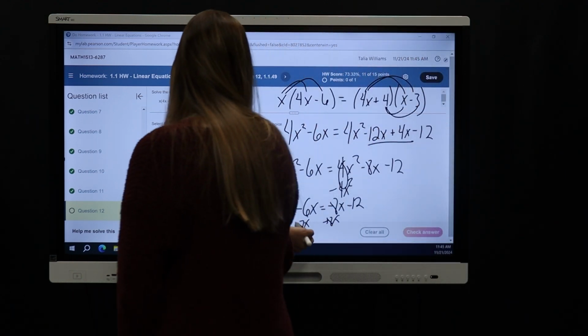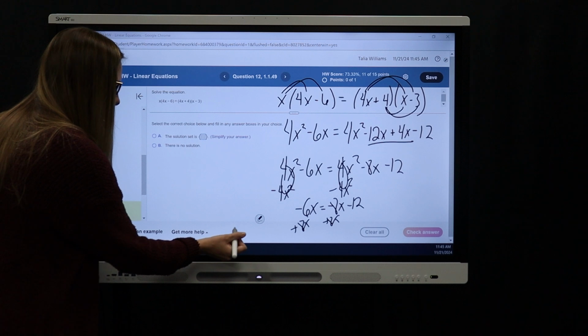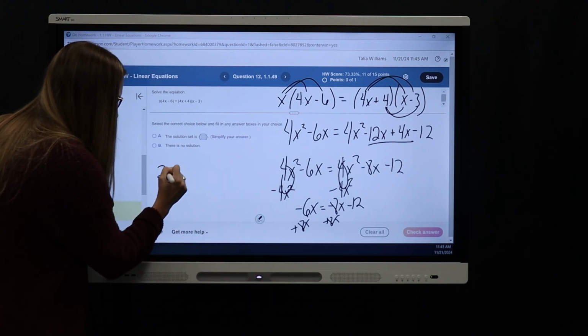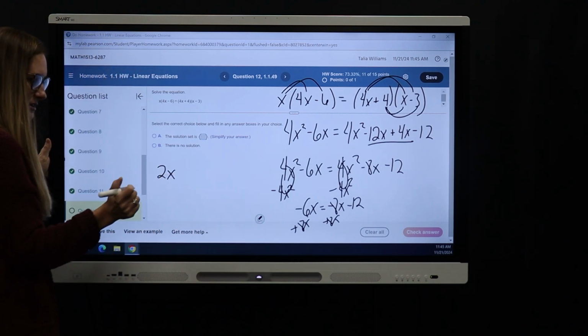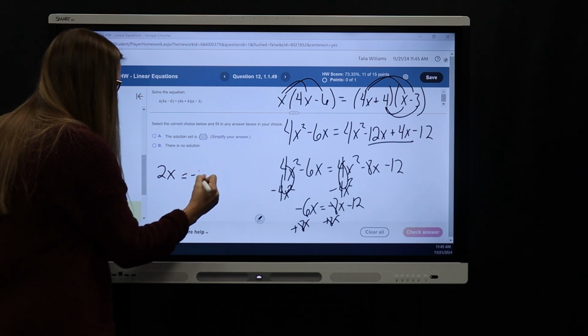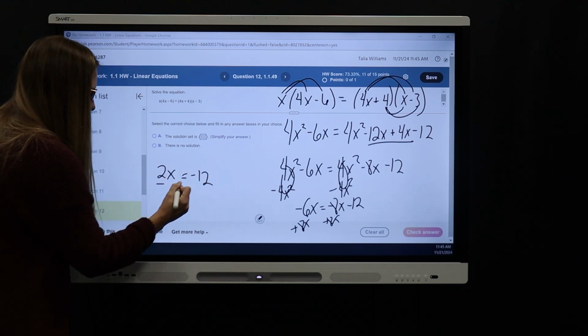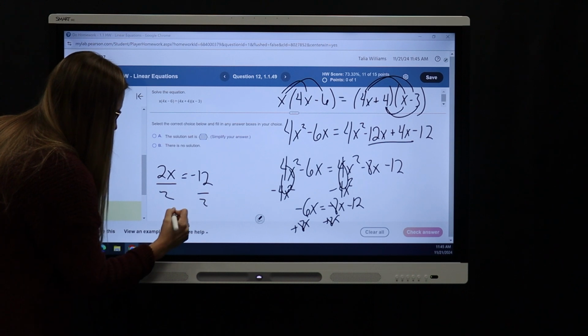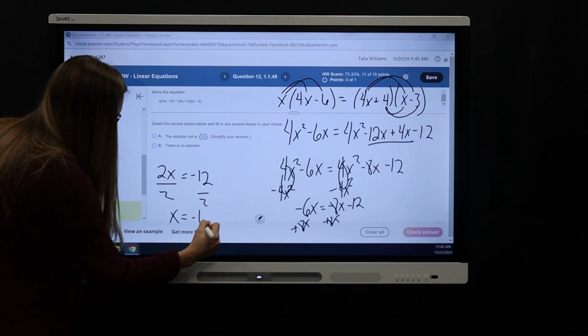And I've run out of room, so let's come over here. So I'm going to have 2x, negative 6 plus 8 is 2, and then I have my negative 12 left. This is multiplying, so we divide. So x equals negative 6.